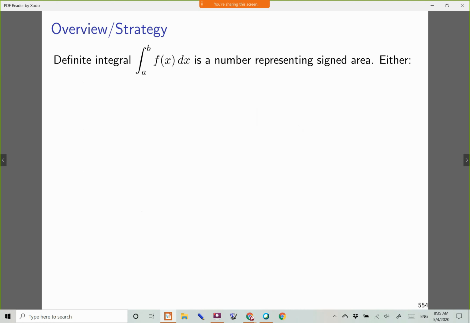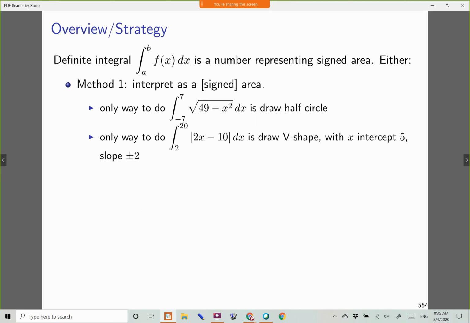Let me just take a moment to summarize where we are. So you have a definite integral. The final answer to such a problem is always going to be a number. That number represents signed area. Now, one option is to interpret this as a signed area.